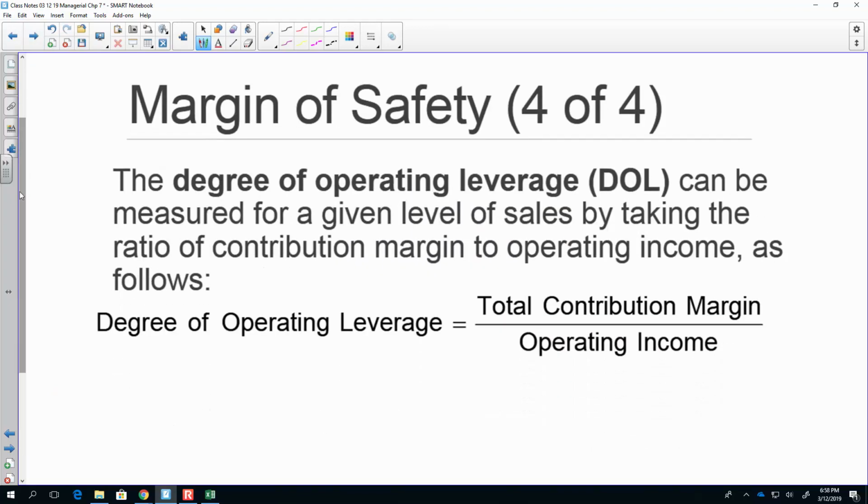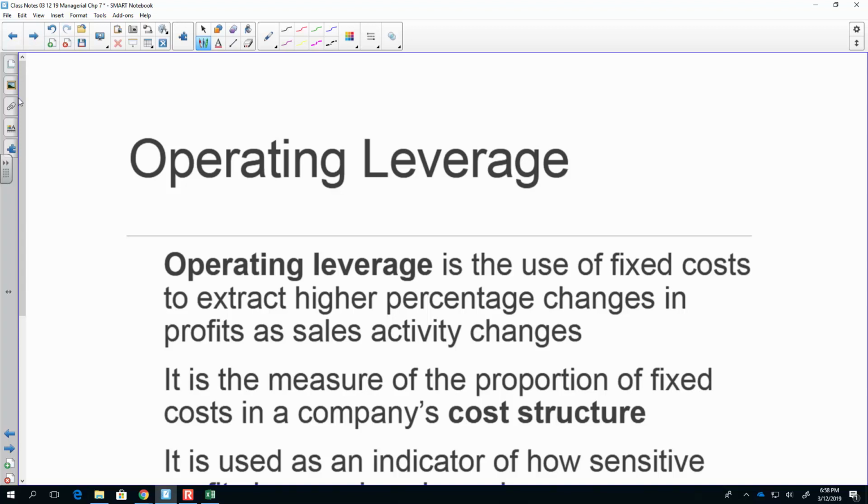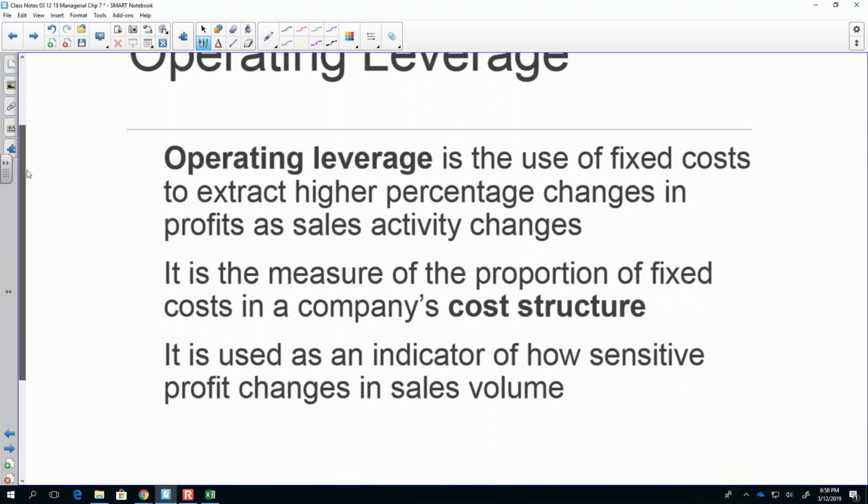All right. Now, this is the one I really wanted to get to. We'll discuss it first. This is page 360. This is a 25-point problem, as well as your test, obviously. It's called the degree of operating leverage. What is operating leverage? You have to know this definition. Here it is, page 360.